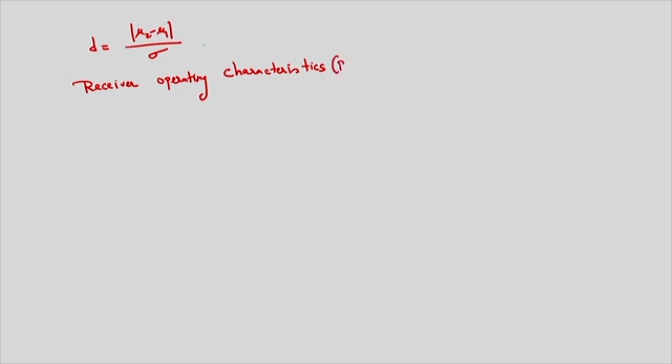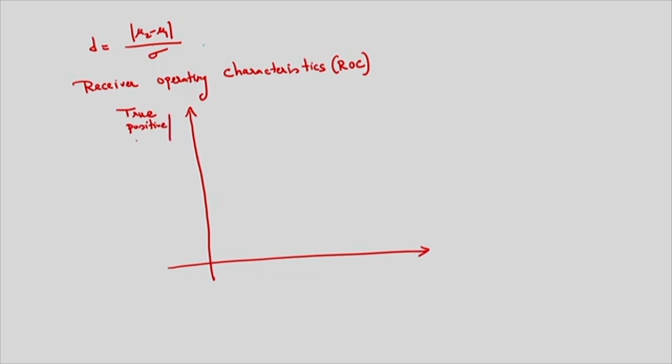Receiver operating characteristics is nothing but ROC. So what is the receiver operating characteristics? I am plotting between the true positive, which means hit, and the false positive, or I can say the false alarm.